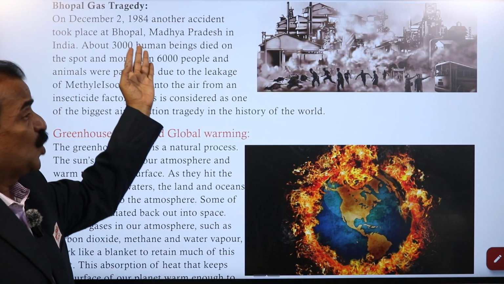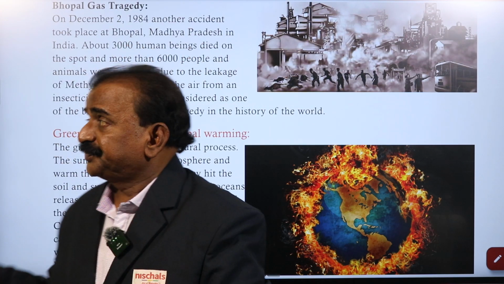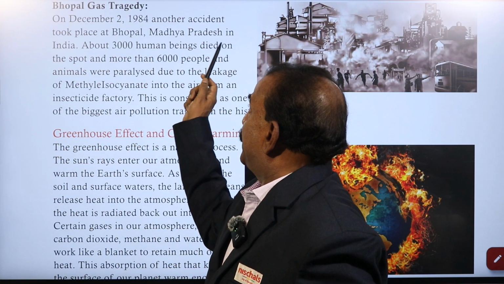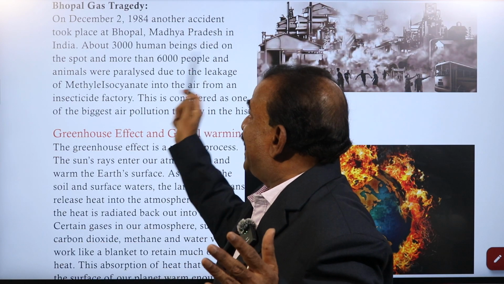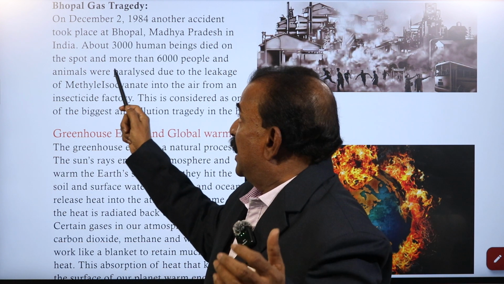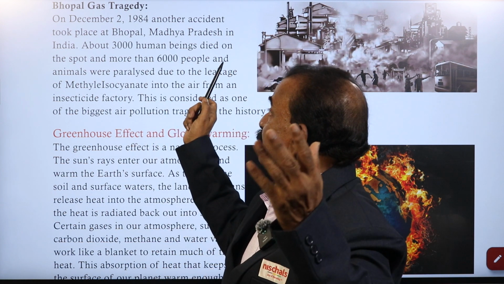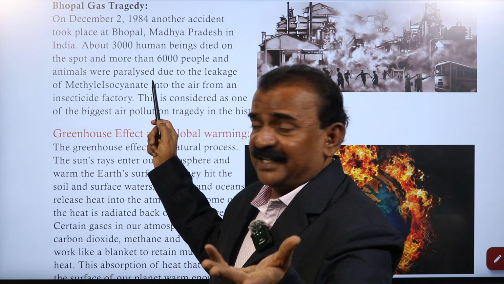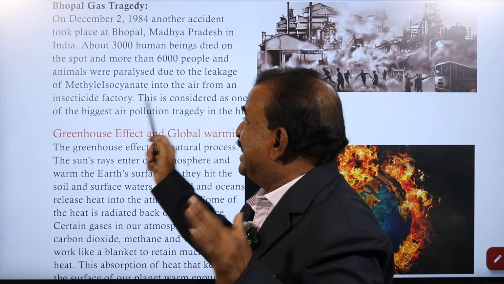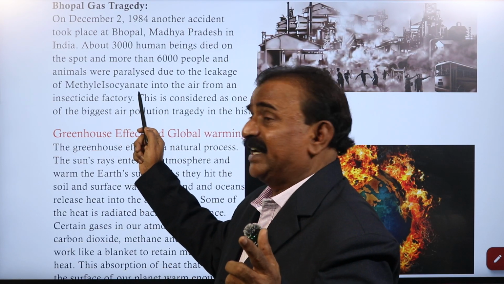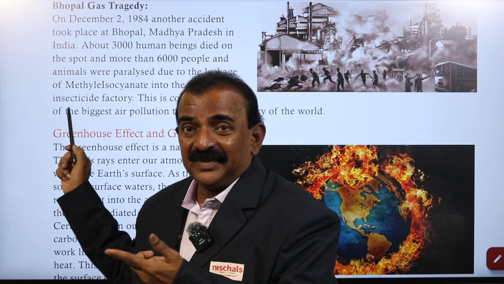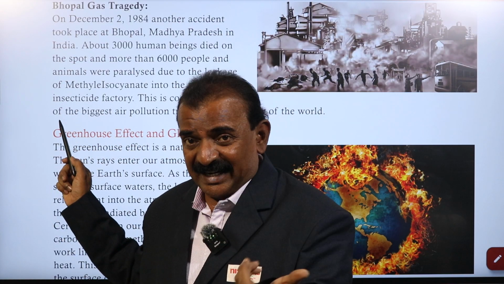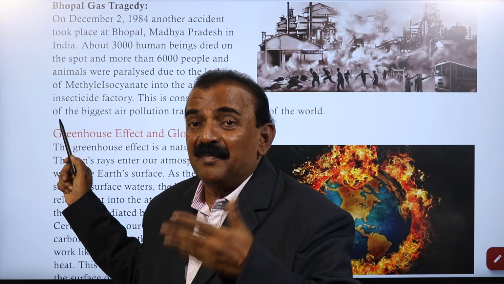Another accident took place in Bhopal, Madhya Pradesh in India. About 3,000 human beings died on the spot, and more than 6,000 people and animals were paralyzed due to the leakage of methyl isocyanate. This is the gas, and this is the poisonous gas, methyl isocyanate. Remember, children, remember please.